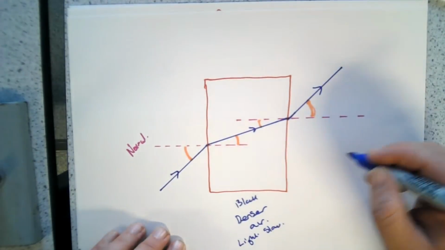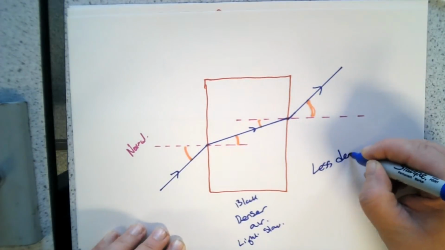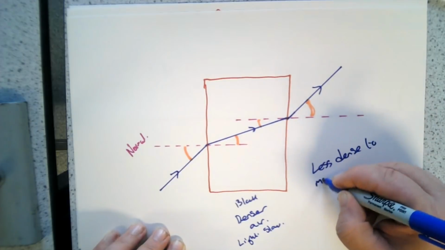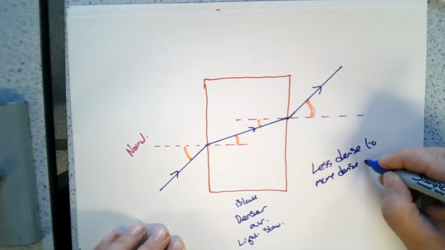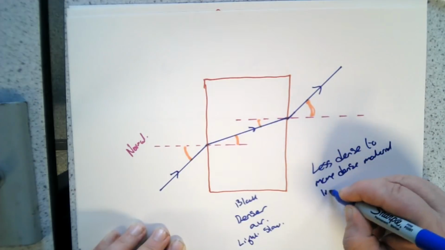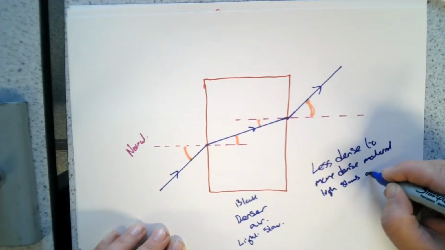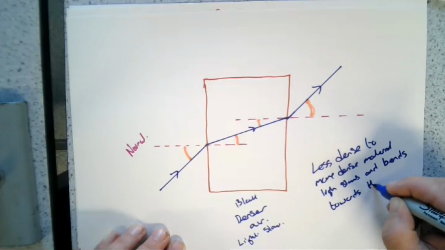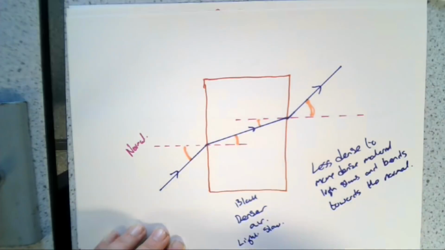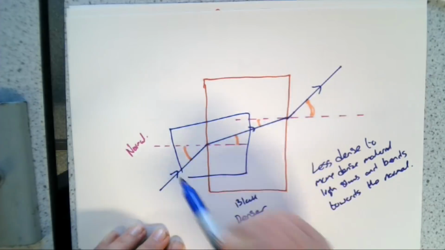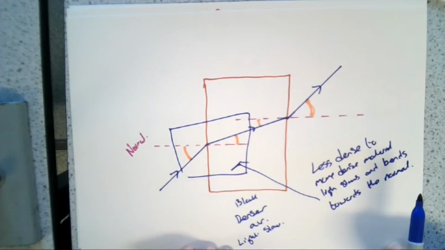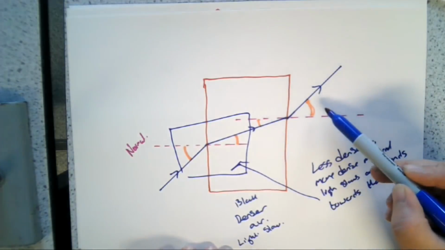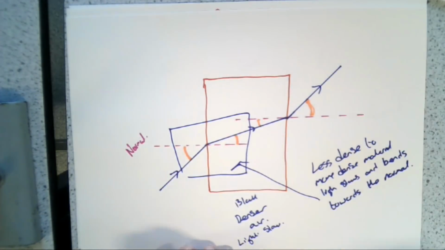When you're going from a less dense to a more dense material, light slows and bends towards the normal. So that's this section here. And then when it goes from a dense to a less dense material, it bends away from the normal. So just remember that. It's a common thing that they like to put onto the exam.